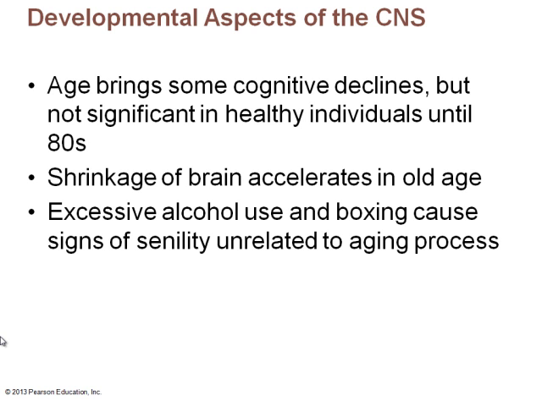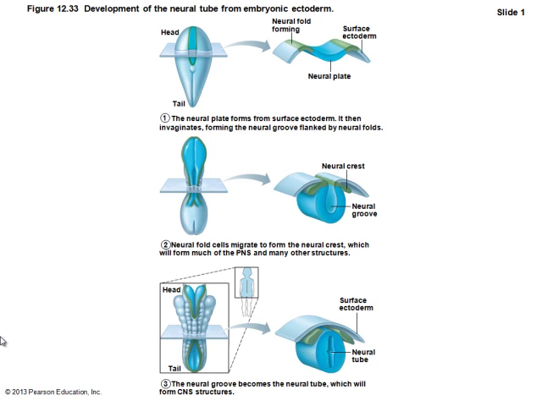Age brings some cognitive decline, but not significantly in healthy individuals until when? The 80s. So we have a decent span on this central nervous system and all the processing that goes on. Shrinkage of the brain accelerates with old age. Excessive use of nasty chemicals can result in pushing that 80 up significantly. So don't use nasty chemicals. You want to be able to process and function properly as long as you possibly can.